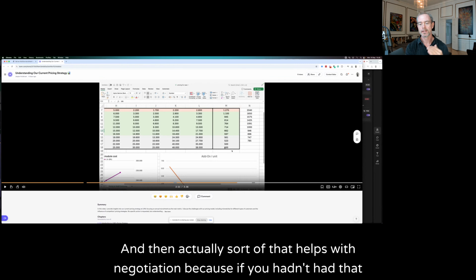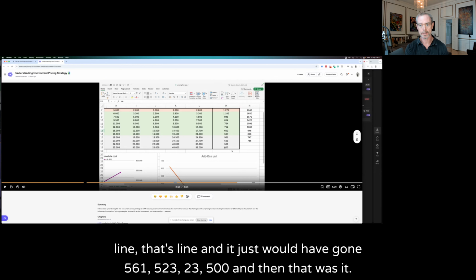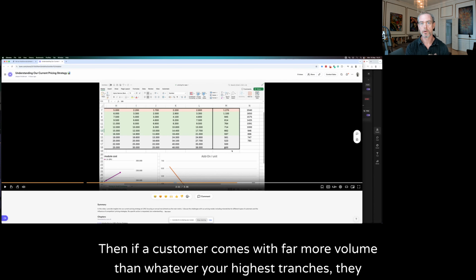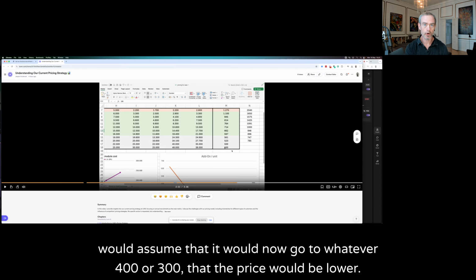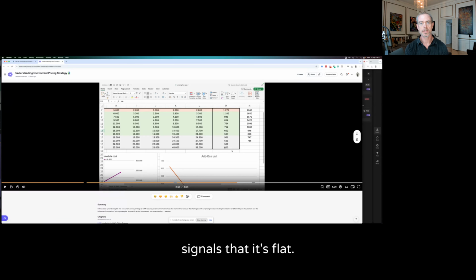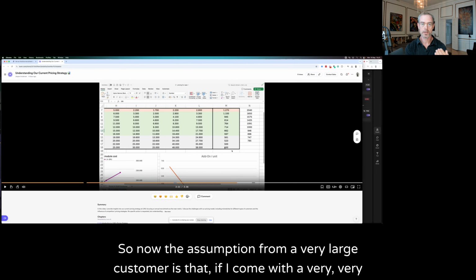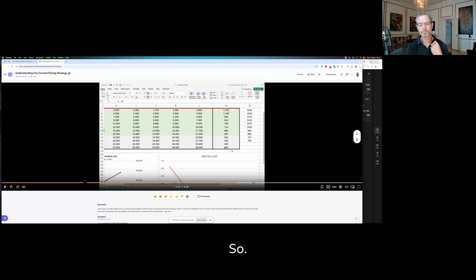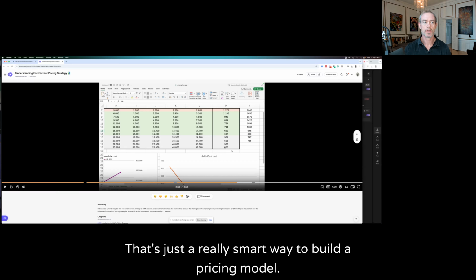And that helps with negotiation, because if you hadn't had that last line, and it just would have gone 561, 523, 500, and then that was it, that's the end of the table. Then if a customer comes with far more volume than your highest tranche, they would assume the price would go to whatever 400 or 300, that it would be lower. But since you end the table with a repetition of the last price point, it signals that it's flat. So the assumption from a very large customer is that, oh, if I come with a very, very high volume, it's still going to be 500, right? That's just a really smart way to build a pricing model.